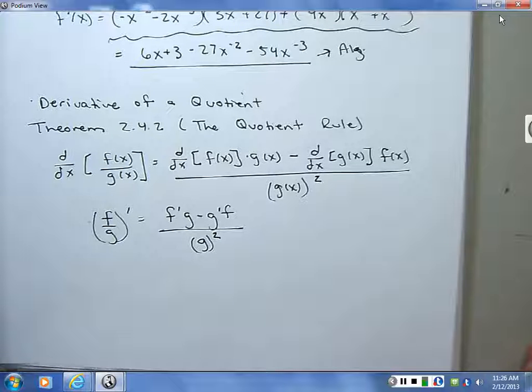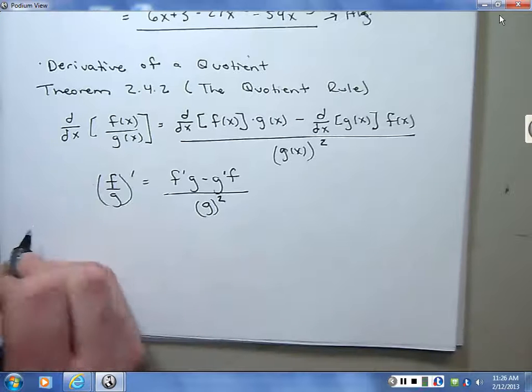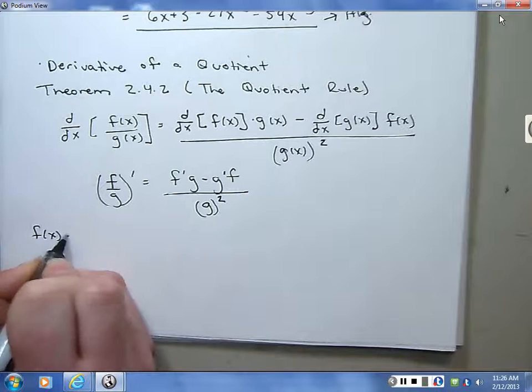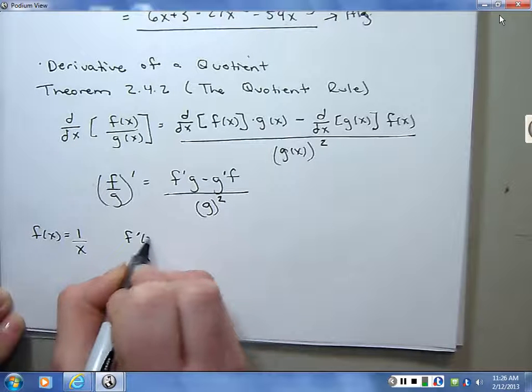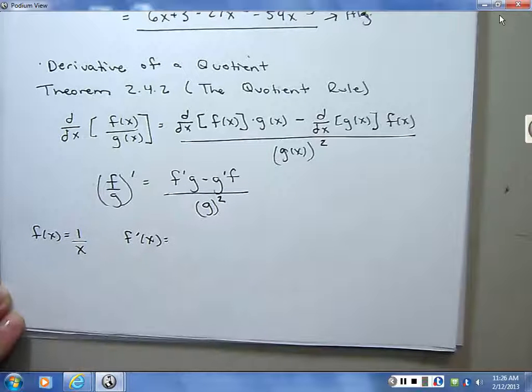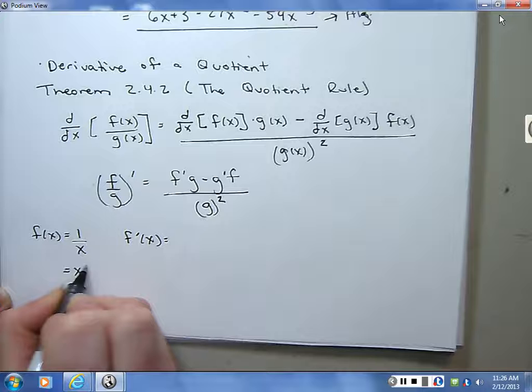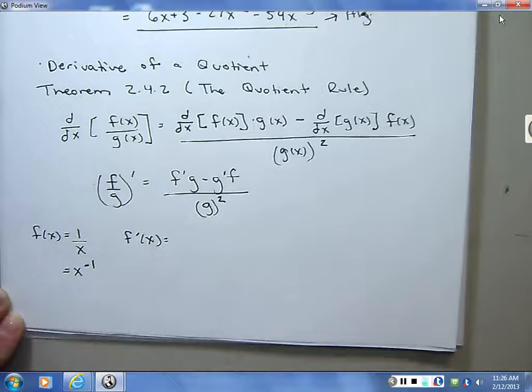So let's look at an example that we know what the derivative is and relatively simple. So let's look at a function 1 over x. What is the derivative of 1 over x? I heard the correct answer. Let me write it like this. What's the derivative now?